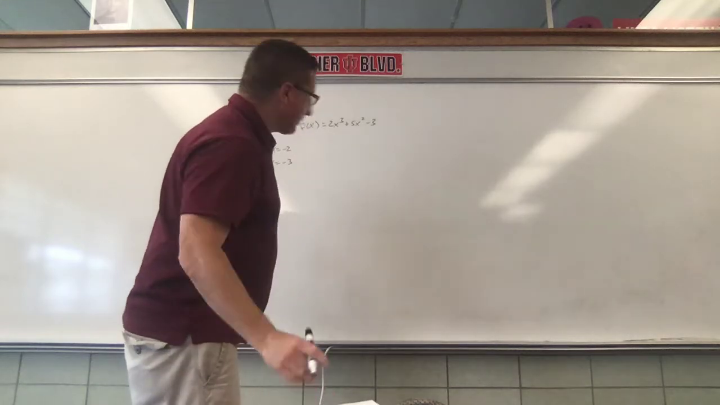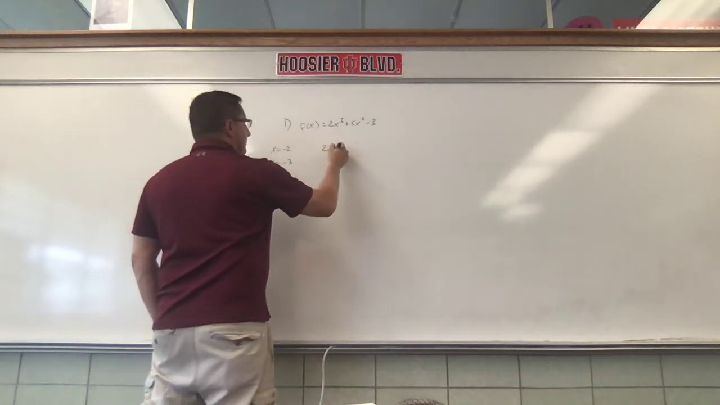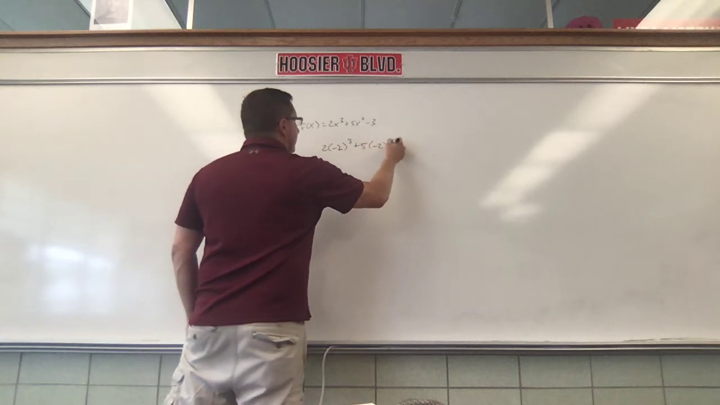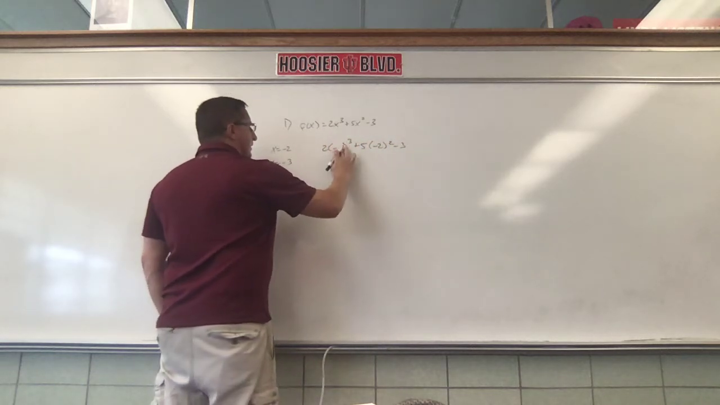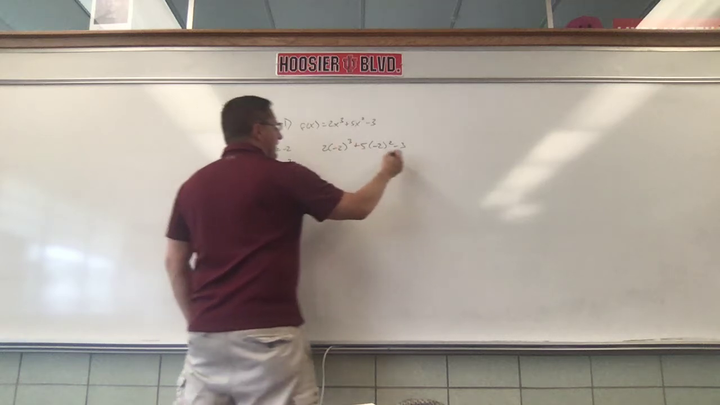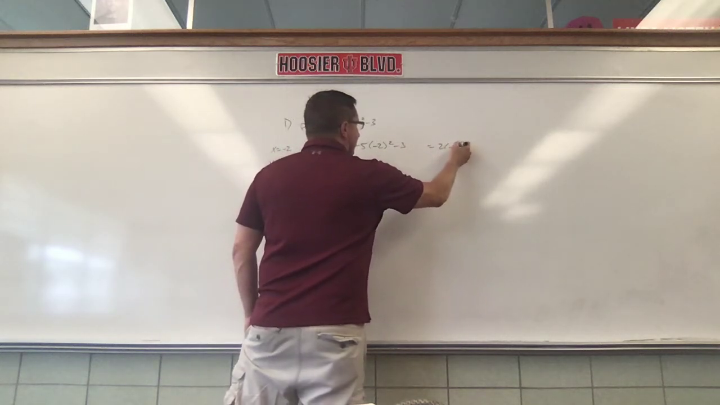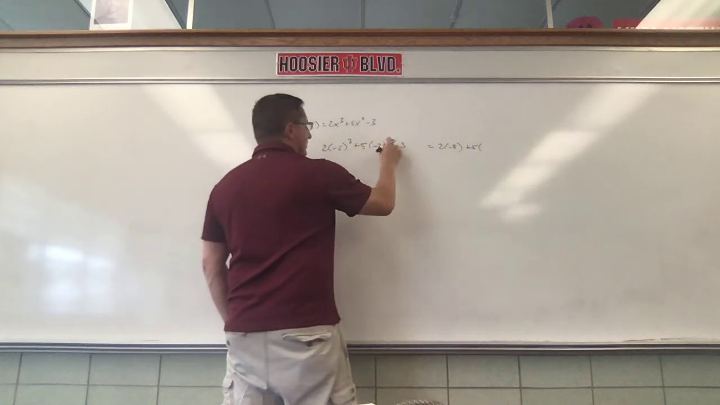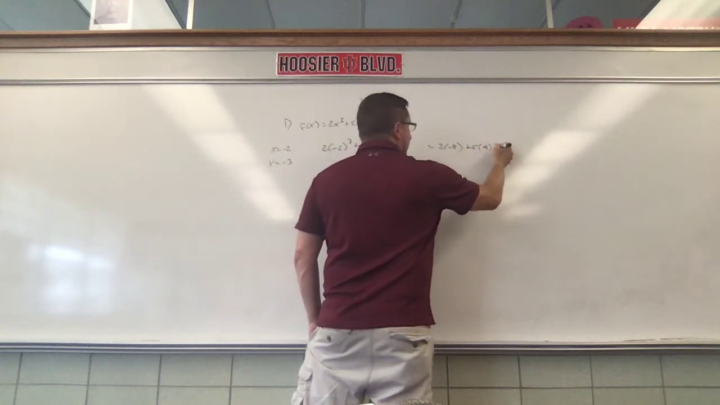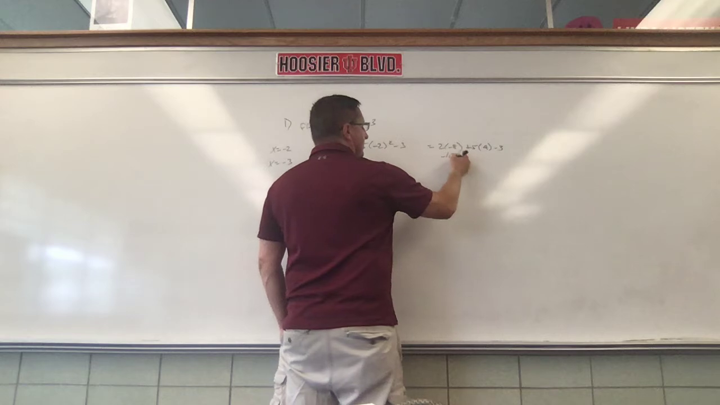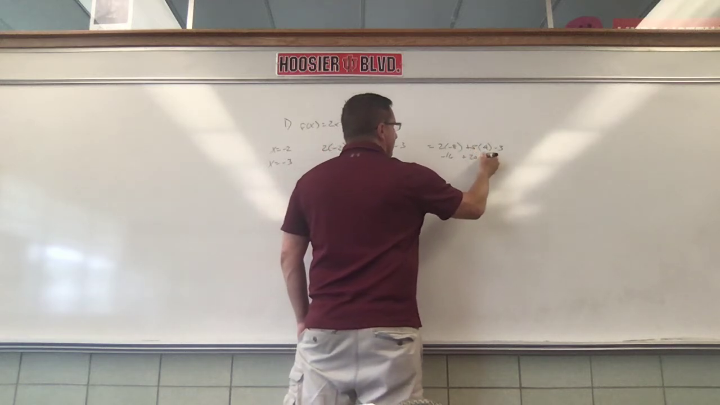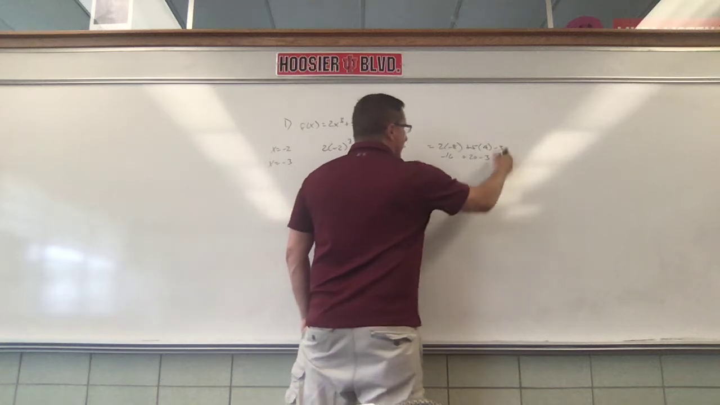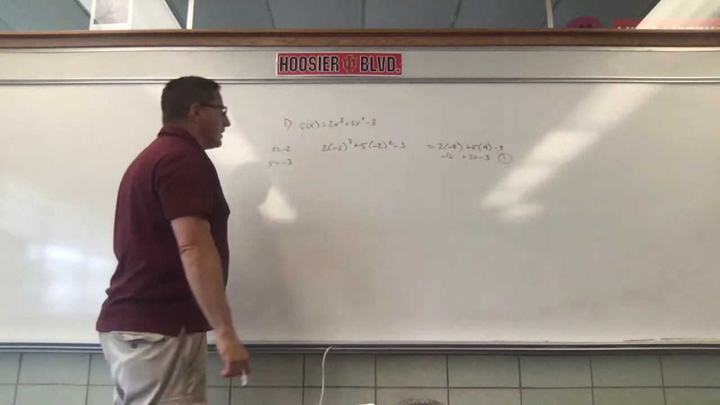Well, so we got to plug in -2. So 2 times -2 to the third plus 5 times -2 squared minus 3. -2 to the third is -8. So 2 times -8. Plus 5 times -2 squared, which is +4. Minus 3. 2 times -8 is -16. 4 times 5 is 20. Minus 3. -16 and 20 is 4. 4 minus 3 is 1. When I plug in -2, we get an answer of 1.